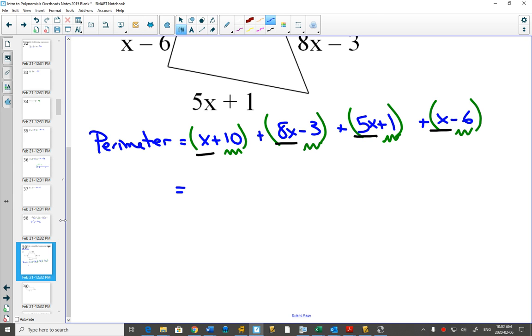So when we go to write the perimeter of this one, how many x's do we have? I look at my ones that are underlined in black. If you have 1x and you add 8x, where would you be on your number line? 9. And then you add 5. 14. And then you add 1. 15. So we would write 15 x's. If you think about the numbers, you're starting with 10. Subtract 3. Where would we be? Starting at 10. Subtract 3. 7. Add 1. 8. Subtract 6.